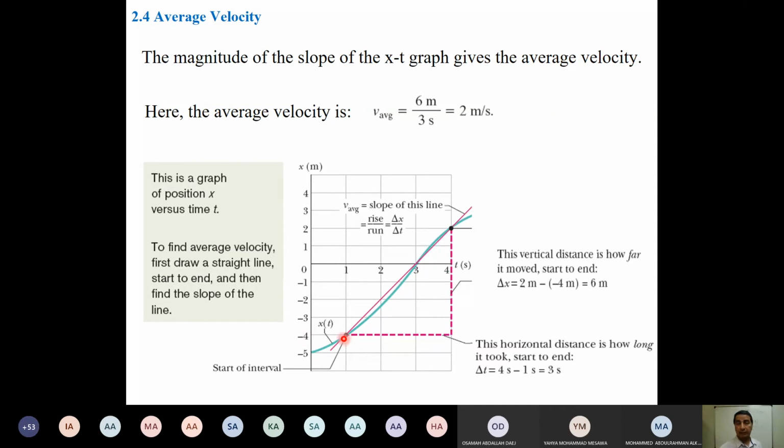In how many seconds? Well, this point corresponds to 4 seconds, and this point corresponds to 1 second. So 4 minus 1 gives me 3. So I will divide this distance, which is 6 meters, by 3 seconds. And when I do that, I get 2 meters per second. So 2 meters per second is his average speed.